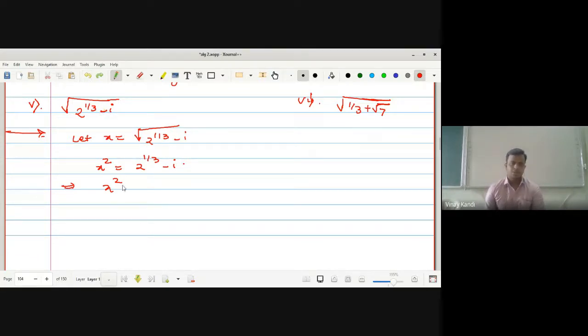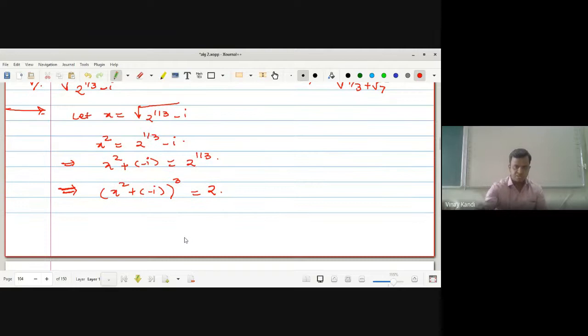Okay, x square plus this is minus I, which is equal to 2 raised to 1 by 3. Okay, so this implies x square plus this is minus I. Okay, this is q, which is equal to 2. Okay, what will come after expanding this?